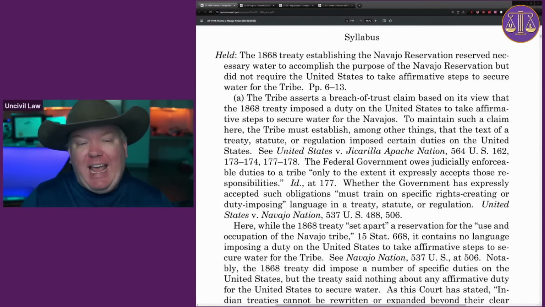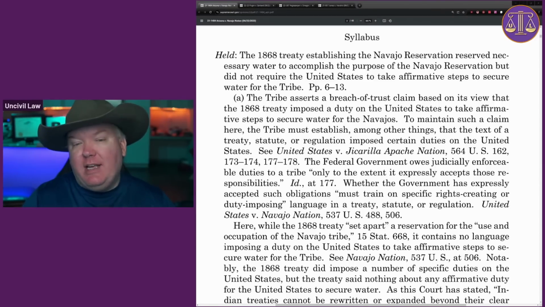The U.S. Supreme Court holds that the 1868 treaty establishing the Navajo Reservation reserved necessary water to accomplish the purpose of the Navajo Reservation, but did not require the United States to take affirmative steps to secure water for the tribe.